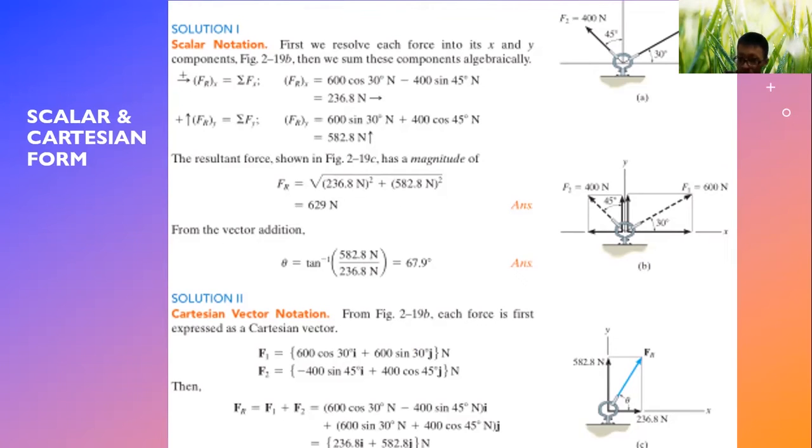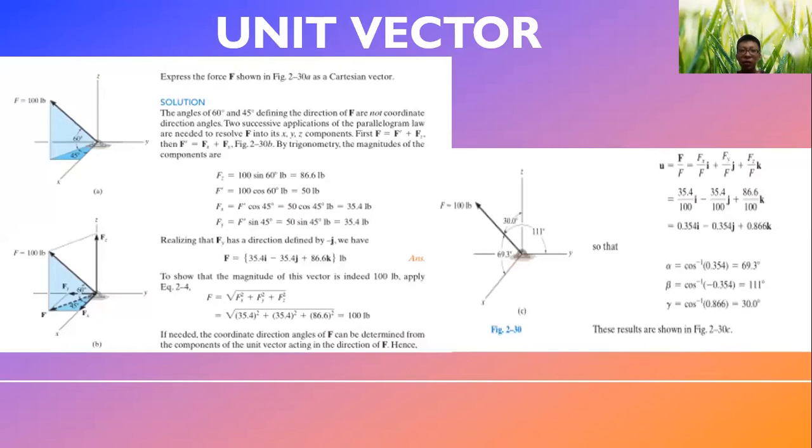And for Cartesian notations, we don't have to find out the value. We just make it Fr equals F1 plus F2. So we will get 236.8 I plus 582.8 J. However, if we want to square them and then square root them, we will still get 629 Newton. The answer will be the same, but we will leave it as 236.8 I plus 582.8 J as an answer for Cartesian notations.